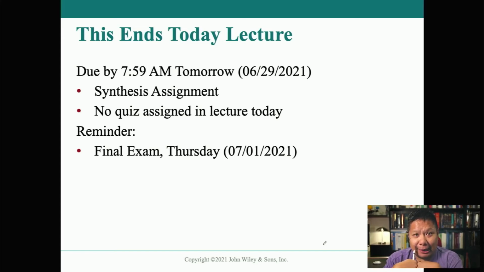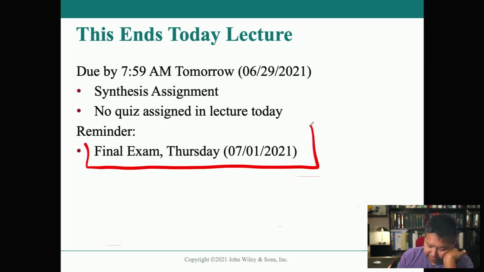They'll be due tomorrow, June 29, 2021, in the morning at 7:59 a.m. There won't be a quiz assigned today, of course, because we never have quizzes on Mondays. But the biggest reminder here is that your final exam is on Thursday, July 1st. Make sure you're ready for that. Your lab final is also that day. Make sure you're ready for that. And good luck. I will see you tomorrow for our alcohols lecture.